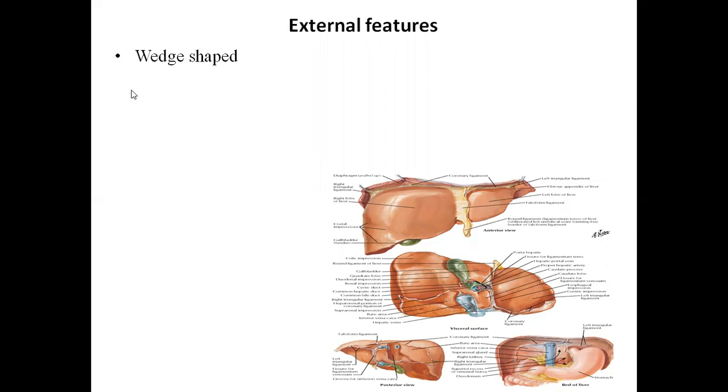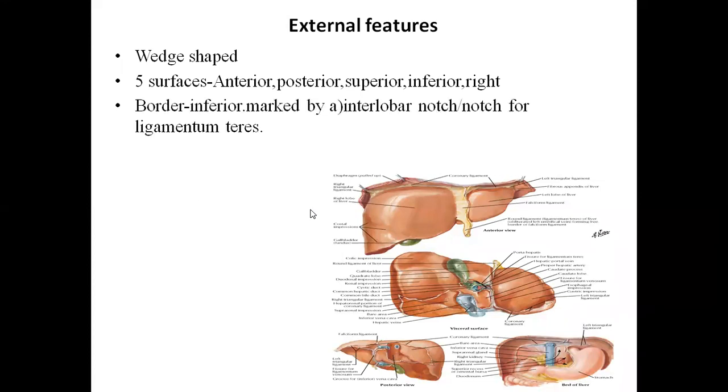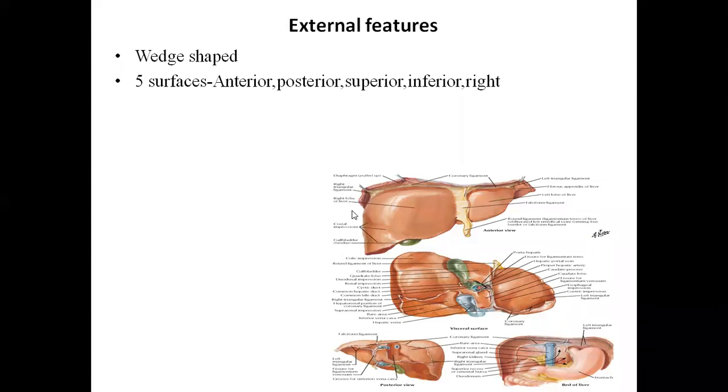It is wedge-shaped structure. There are 5 surfaces for it. Anterior surface, posterior surface that is behind, that looks like this, posterior surface, inferior surface below that, right surface. This is the right surface. So there are 5 surfaces: anterior surface, posterior surface, inferior surface, superior surface. Superior surface is facing the diaphragm. Superior surface and the right surface.